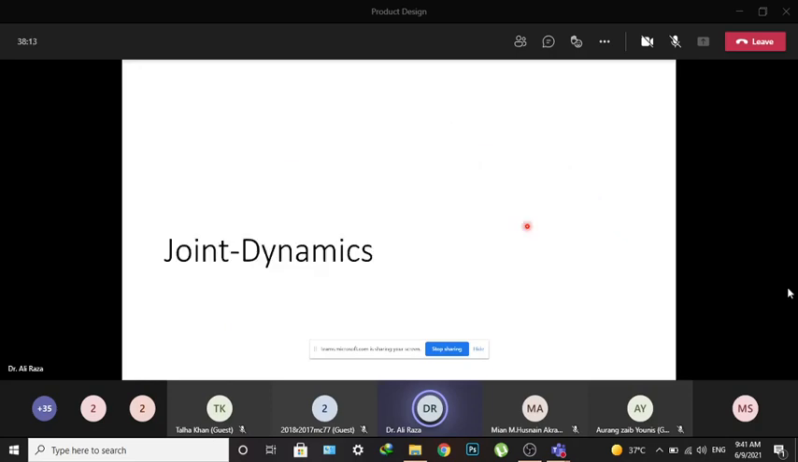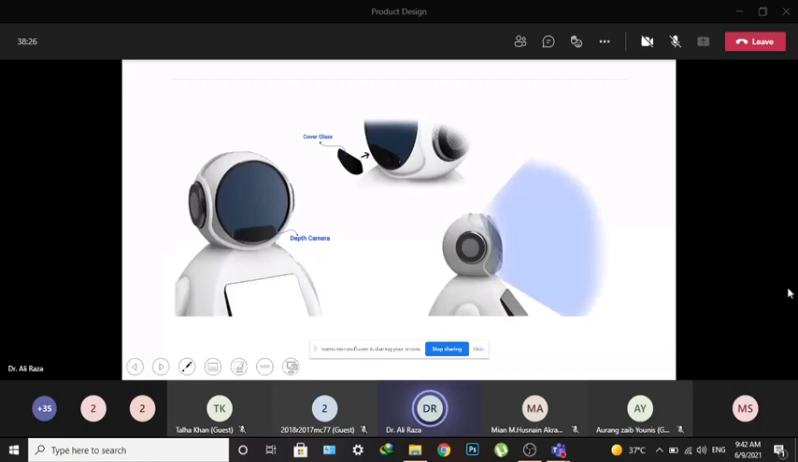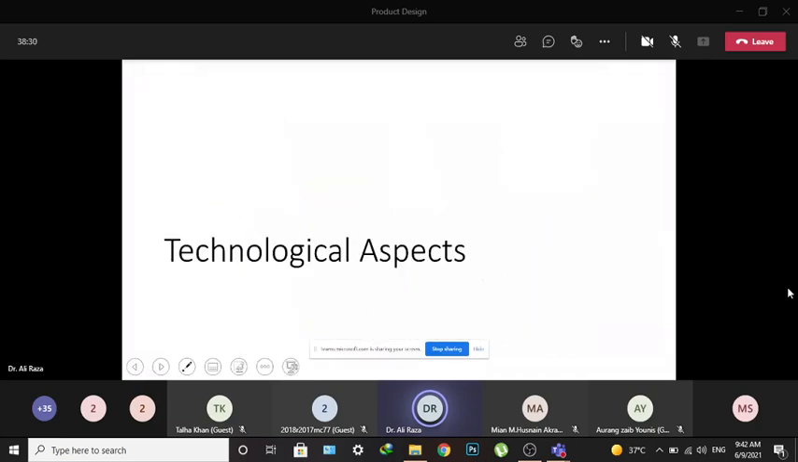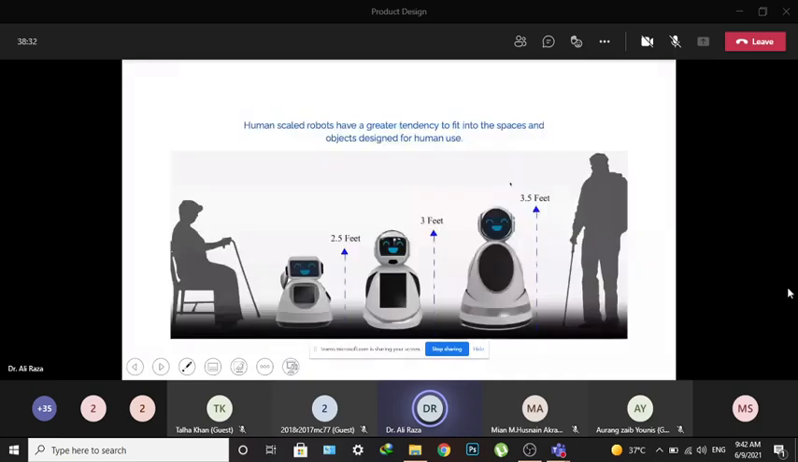But one technical detail which demands quite a lot of deliberations is joint dynamics. But before we get into that, let me show you what we have discussed so far. I'm going to jump back once again in the technical aspects, and just like a quick recap, in the technical aspect, we identified the size. Size means the height and the overall width, the form factor, corresponding to the use case scenarios.